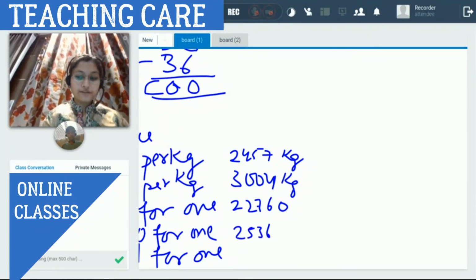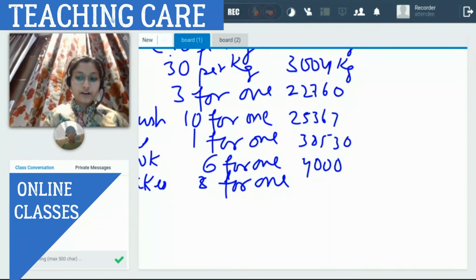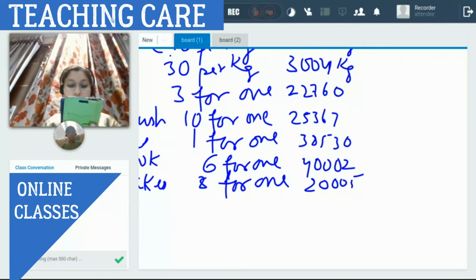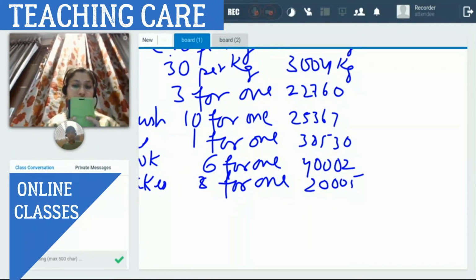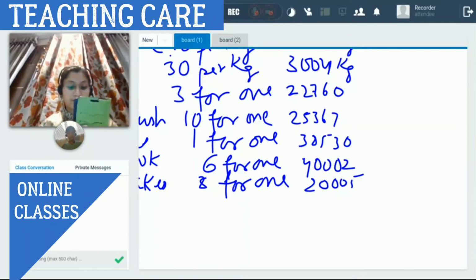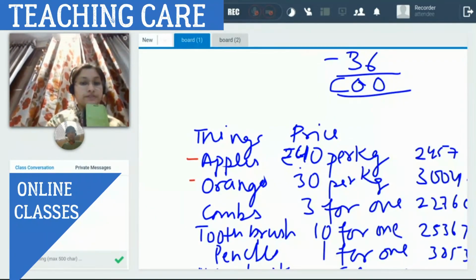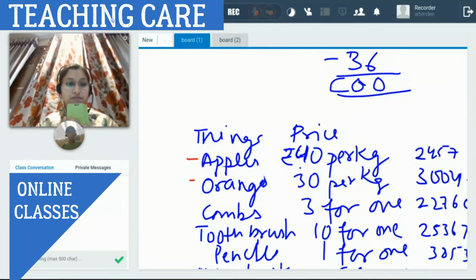227, 25367, 38530, 40,002, 20,005. Okay. So my first question is the total weight of apples and oranges sold last year. We have to find out the total weight of apples and oranges which were sold last year. So which two quantities am I going to add up?